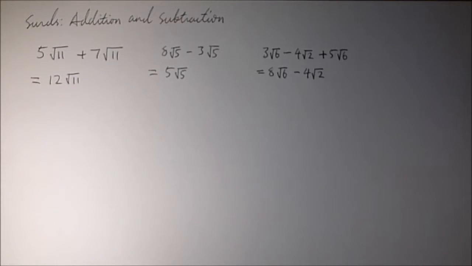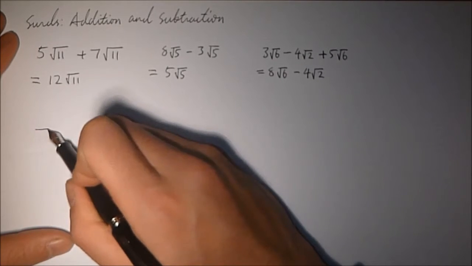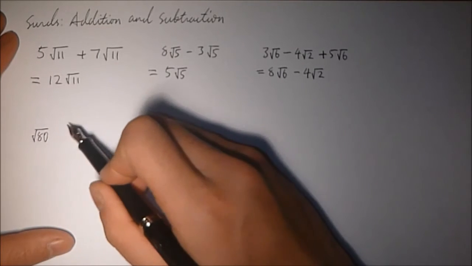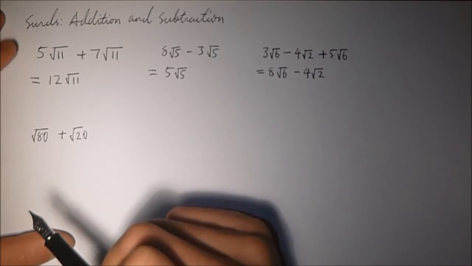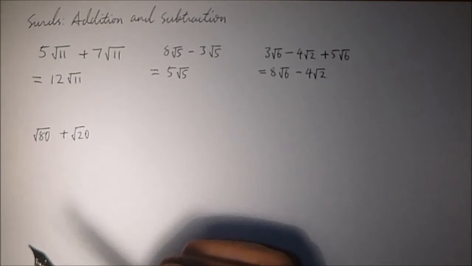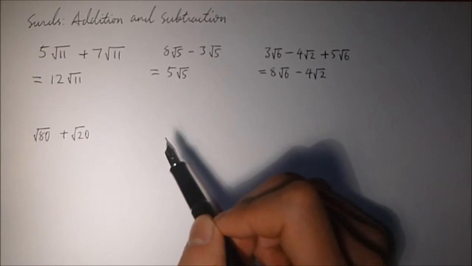Of course, sometimes the surds will have to be simplified first before operations can be performed. So, for example, if we have square root of 80 plus square root of 20, as you can see here, they are not like surds and you can't just add them.